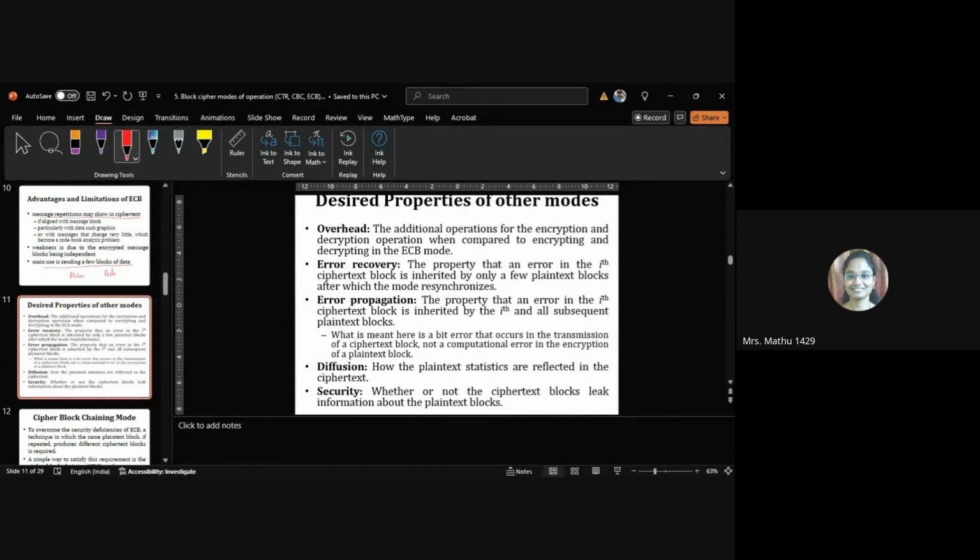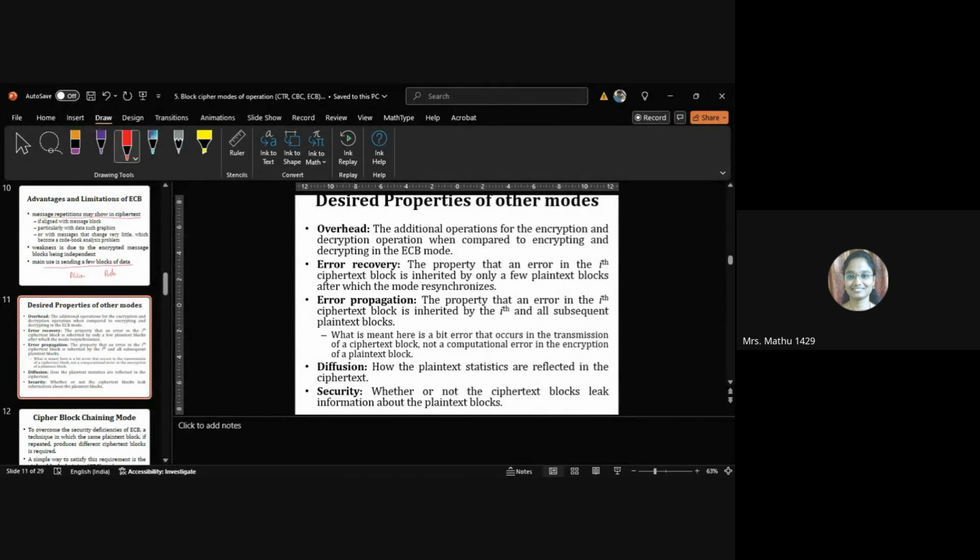So the first one is the overhead: the additional operations for the encryption and decryption when compared to encrypting and decrypting in the ECB mode. In electronic codebook mode, it is very simple. We take the plain text block and encrypt it with the key, and then we immediately get the ciphertext.